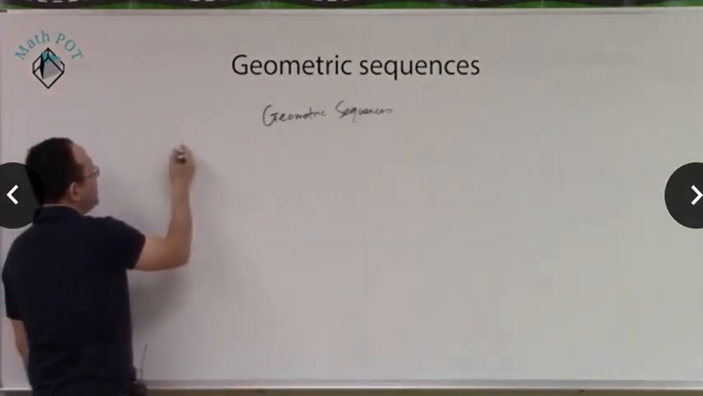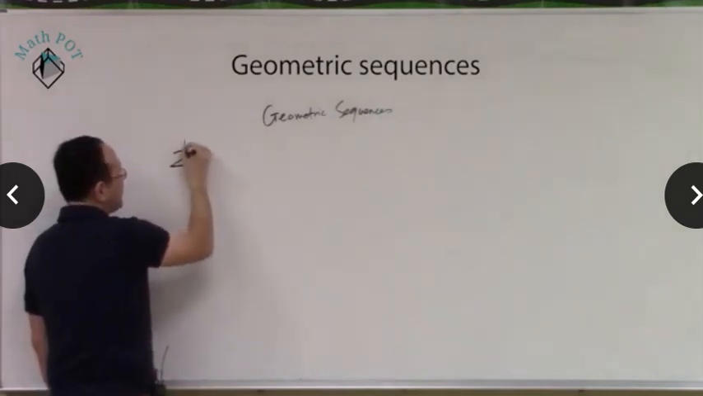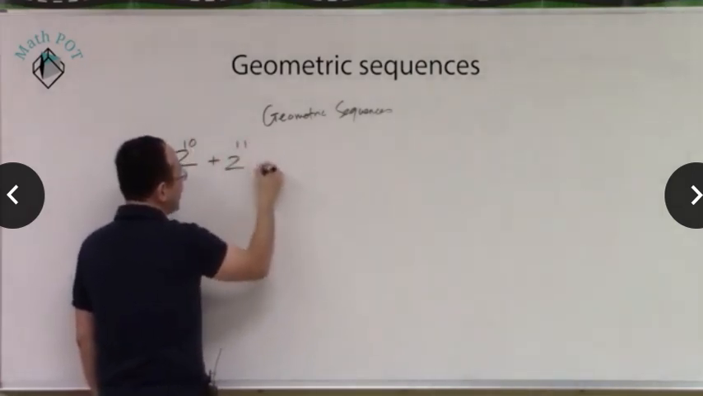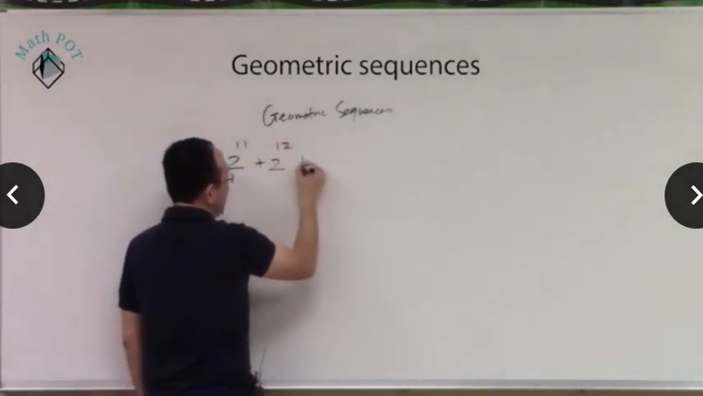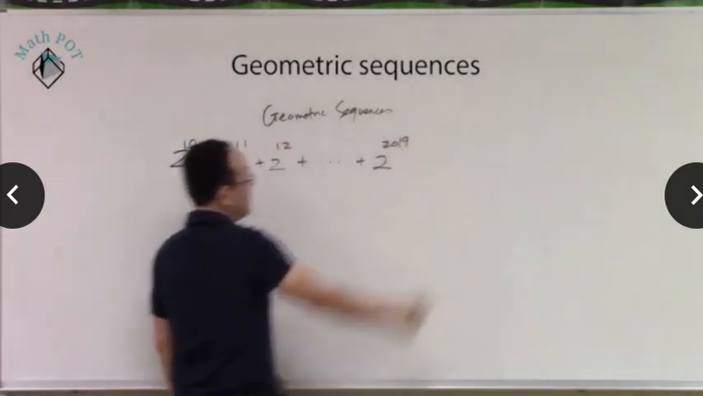I'm going to give you one example, so from here you understand the strategy. We solve this one. For example, 2 to the 10th power plus 2 to the 11th plus 2 to the 12th, and all the way to, for example, 2 to the 2019th power. I'll try to figure out this sum.